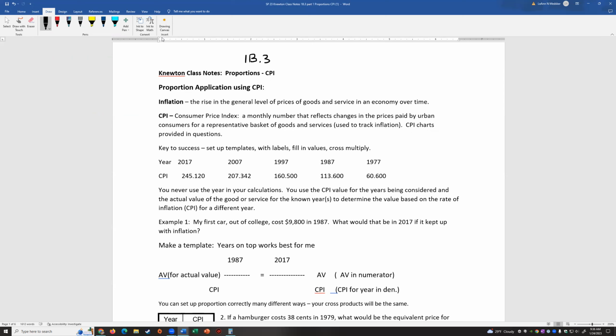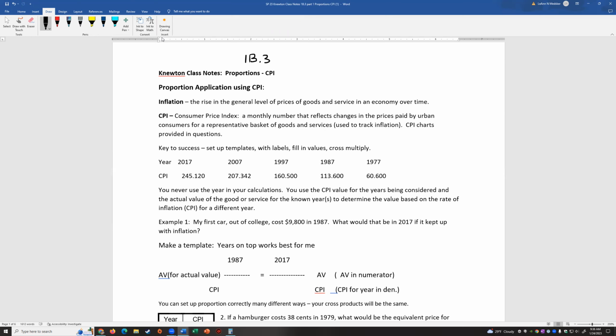I think you can look up what the basket of goods and services are somewhere, but imagine going to the grocery store and you buy these 20 items, okay? And they track those same 20 items every month and see how the price has changed. So CPI charts usually are going to be provided in the question, and you'll have all the information you need. You don't have to look up anything in Newton.